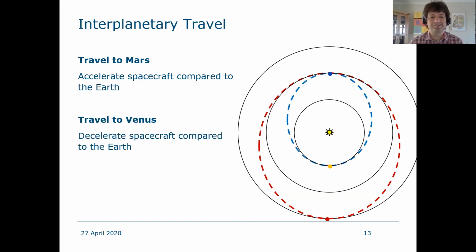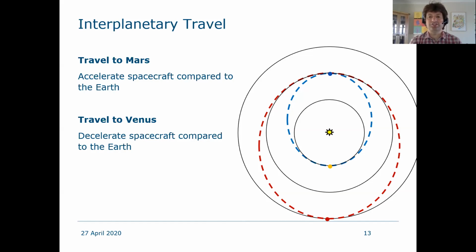If we're going to Venus, you can see our spacecraft is going to need to fall in towards the center of the solar system. So that means we're going to need to decelerate it compared to the Earth in its orbit. And then we'll fall in towards the center of the solar system and fall down towards Venus.